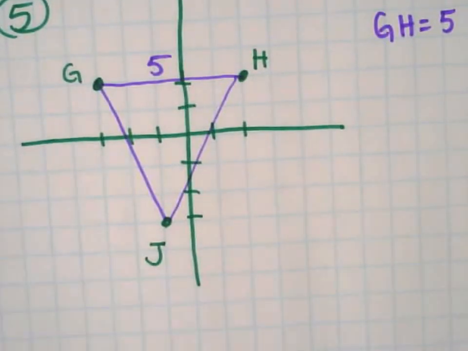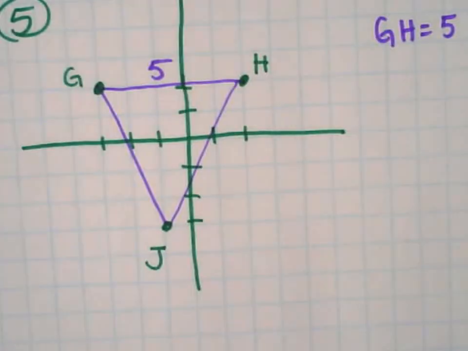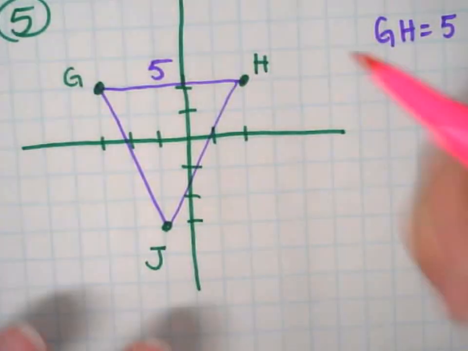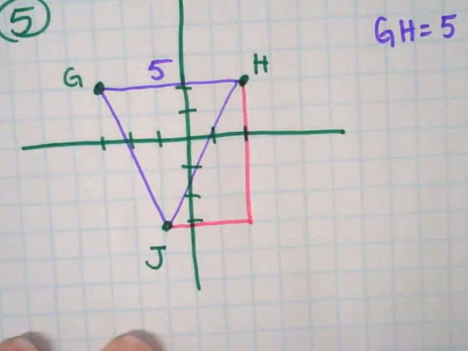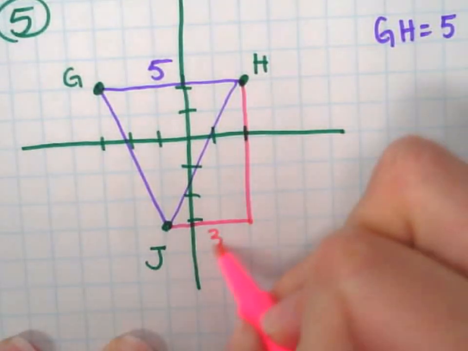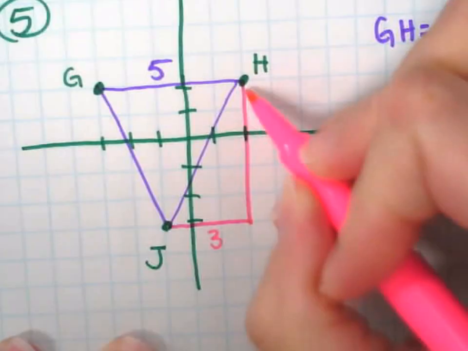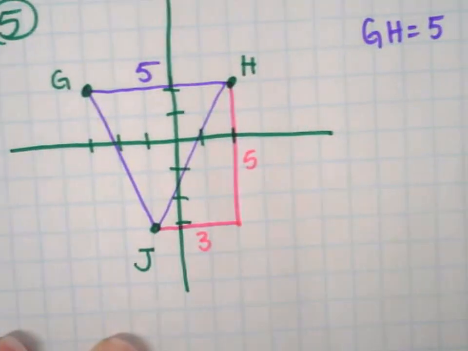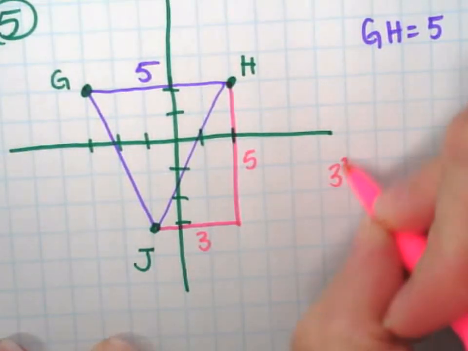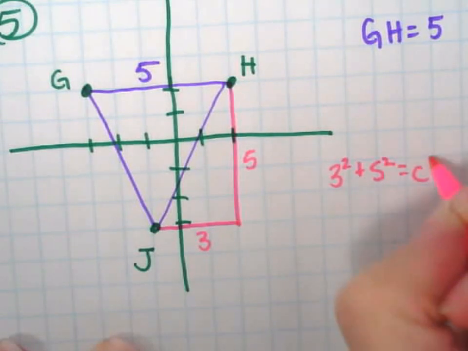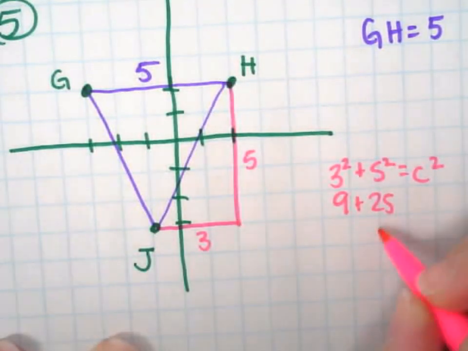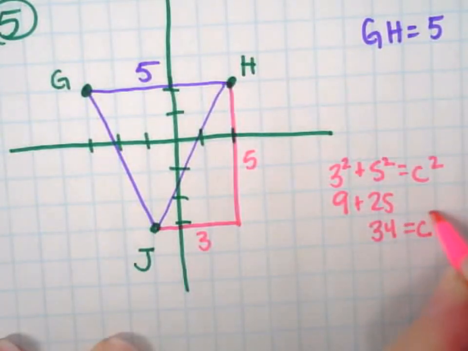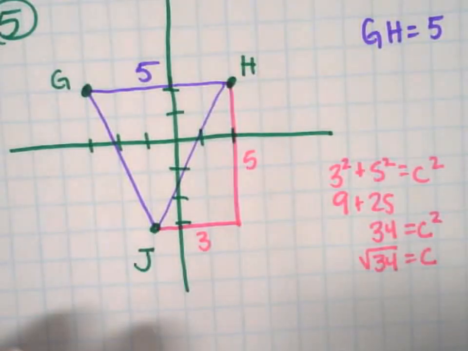And then we can make triangles with our other sides to do the Pythagorean theorem, because that's a little bit easier than doing our distance formula. This side is 3, 1, 2, 3, and this side is 5. So we're going to do 3 squared plus 5 squared equals c squared. And we get 9 plus 25, which gives me 34, so the square root of 34 is c.